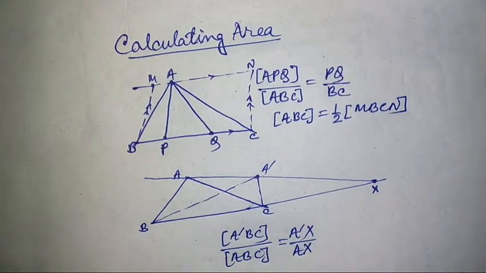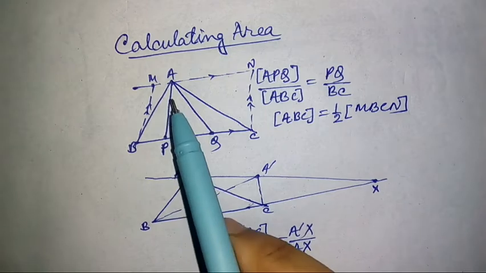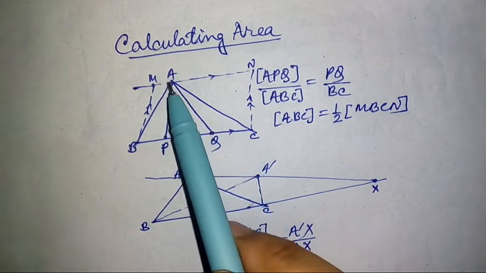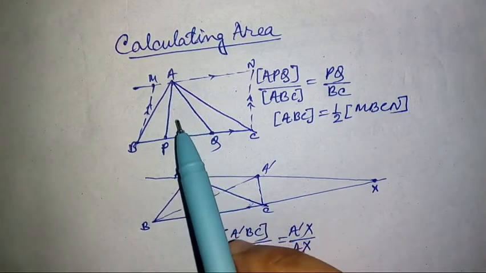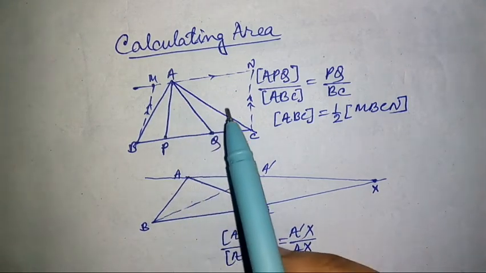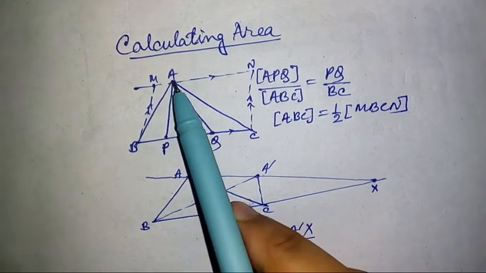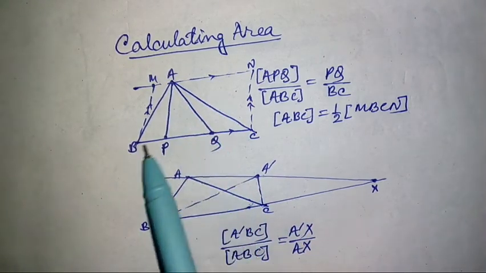In this video, I will discuss the methods of calculating area. The basic method for calculating area is that if I have two triangles whose bases are on the same line and they have a common vertex, then the ratio of their areas is the ratio of their bases. For example, we have this configuration. The ratio of the area of triangle APQ to the area of triangle ABC will be PQ is to BC.